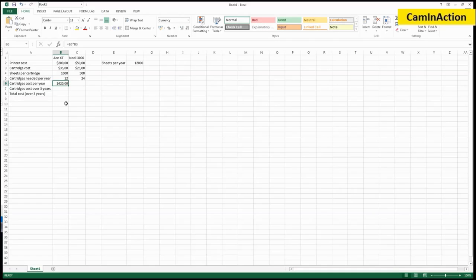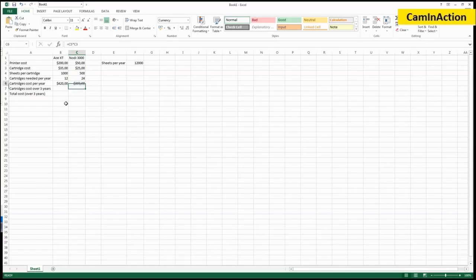As a result, we will get 420 bucks per year we will need to spend for cartridges for printer Ace XT. Let's see how much we will need to spend for Nodi 3000. Okay, starting again with the equal sign, typing C5, multiplying it with C3, so column C, line 3, cartridge cost with cartridges needed per year, and press enter.